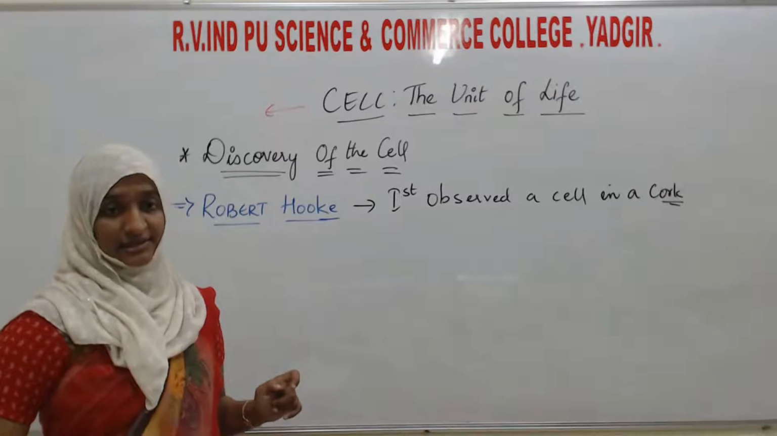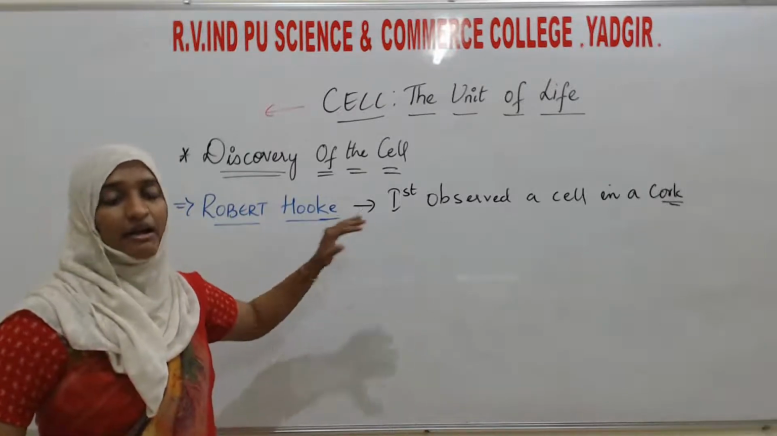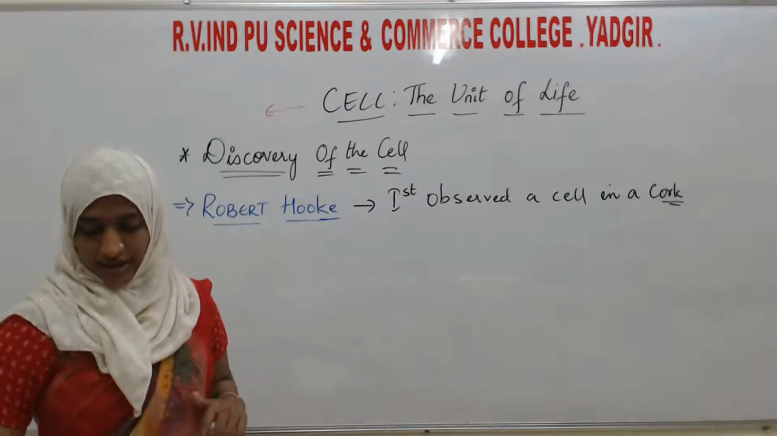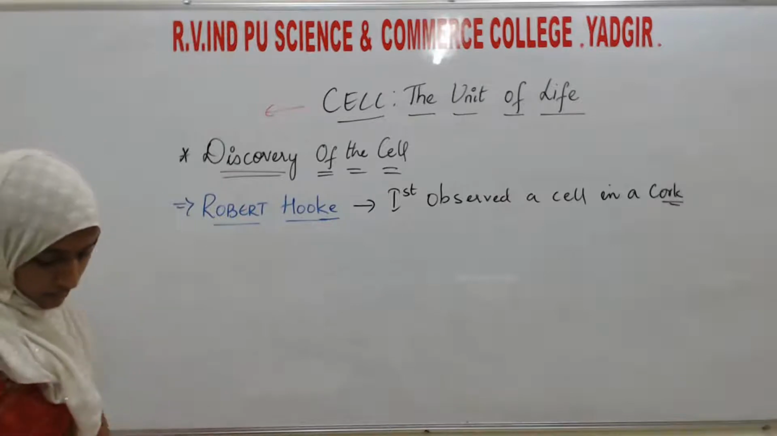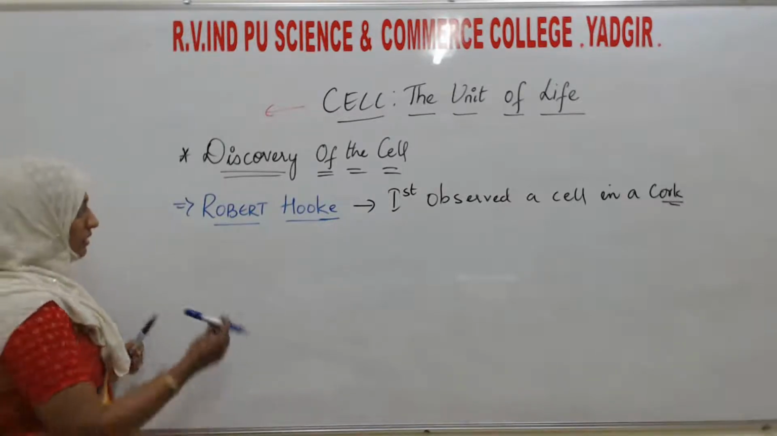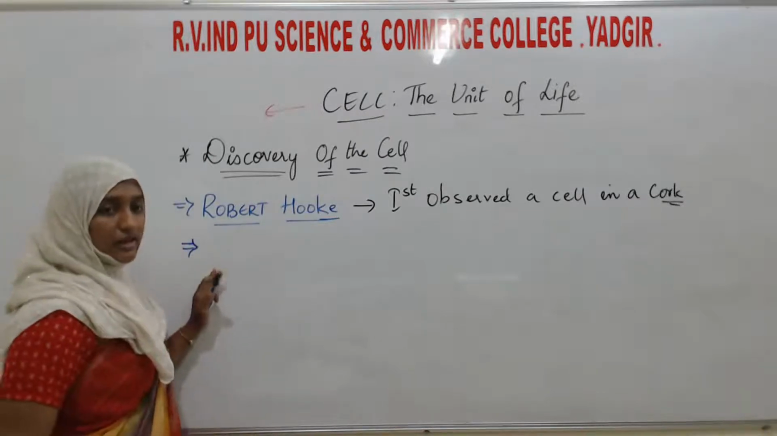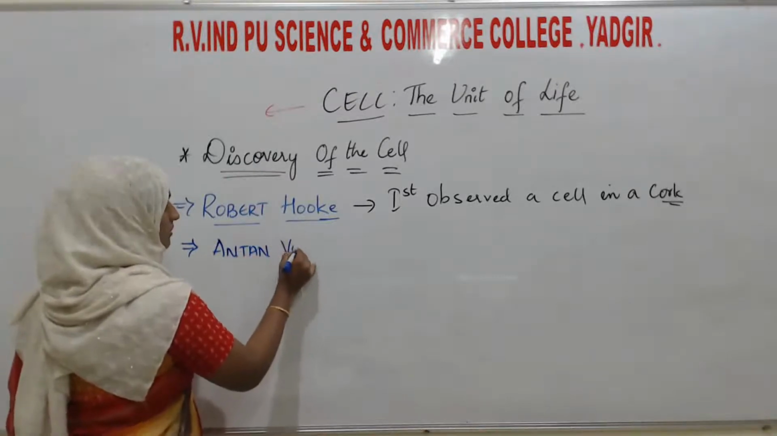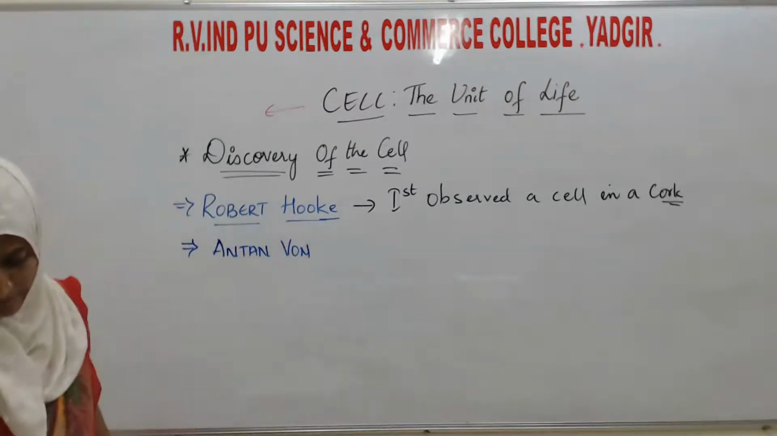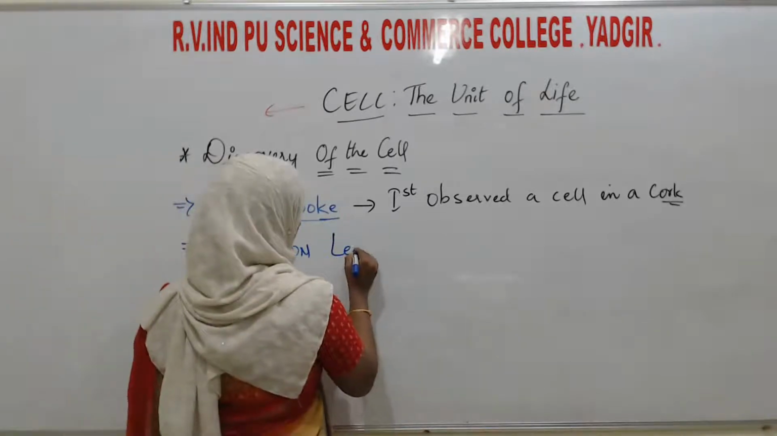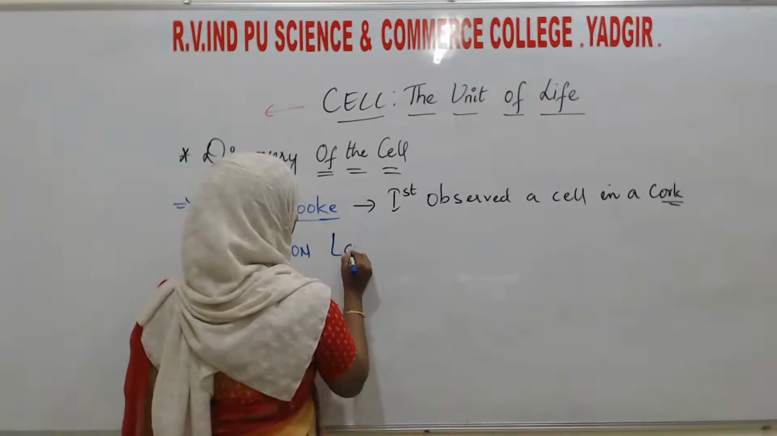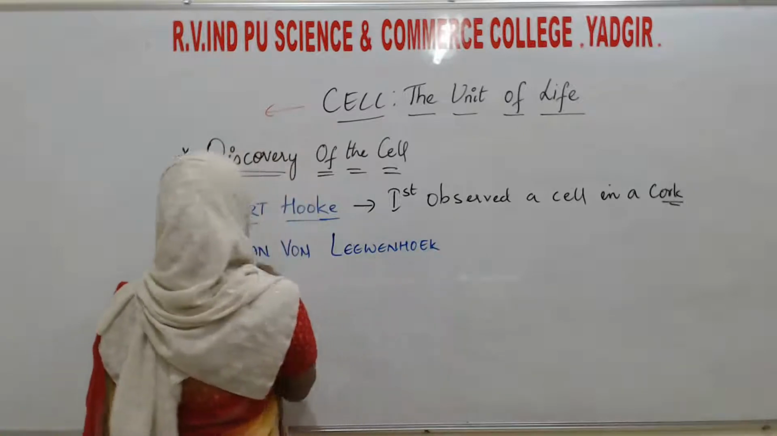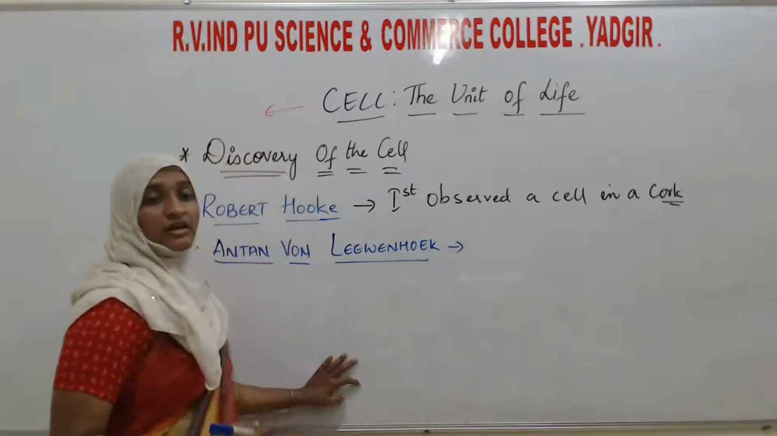Next, one more scientist is there. He first observed the cell, but he had not given a conclusion about the cell. The next scientist is Anton van Leeuwenhoek, the second person in the discovery of the cell. Leeuwenhoek is the second person who first observed a living cell.